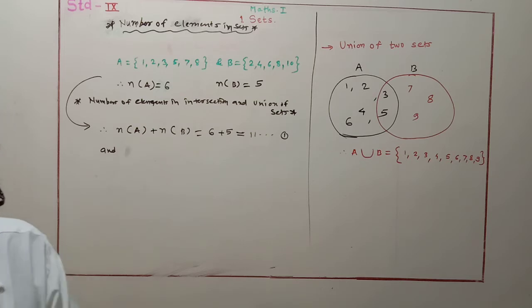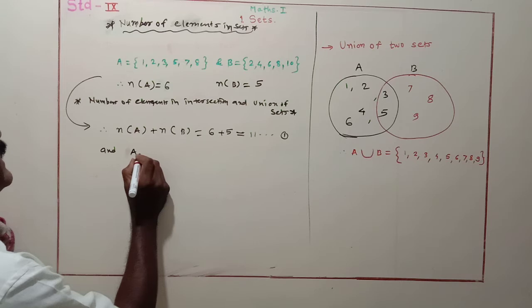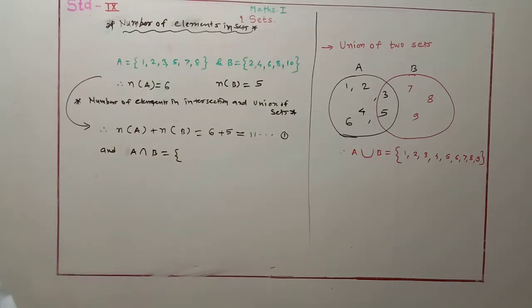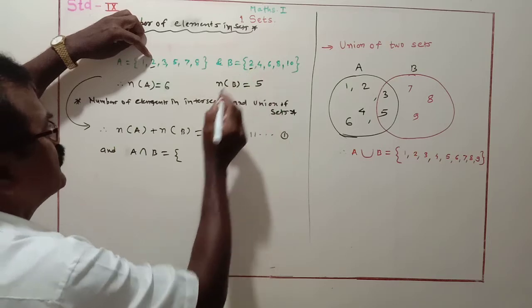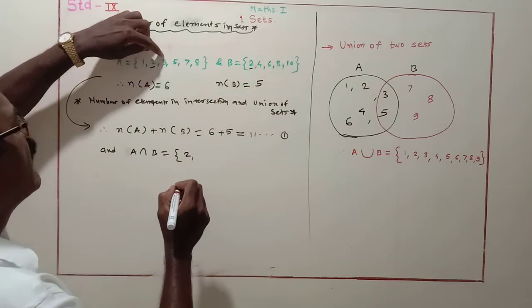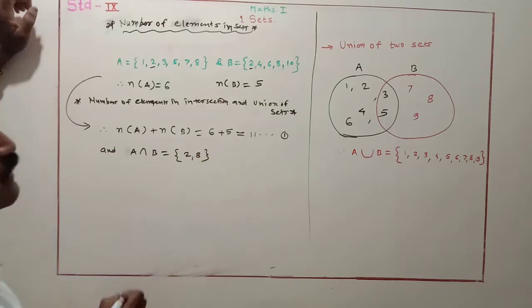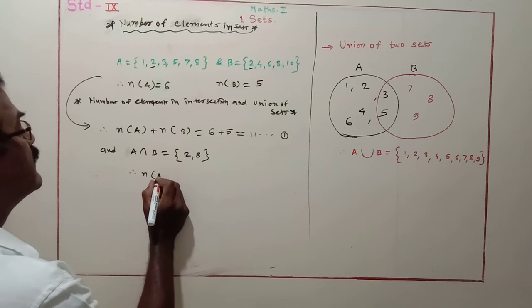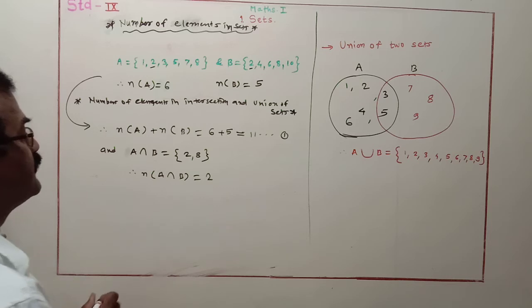And we write the intersection of sets A and B, A intersection B. There are 2 elements, these 2 and these 2, we write 2 and 3. Therefore we write n of A intersection B is equal to 2.